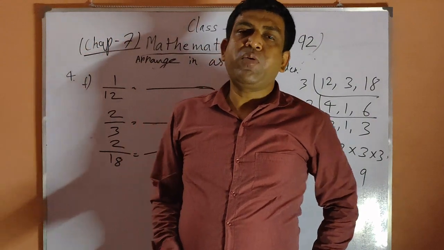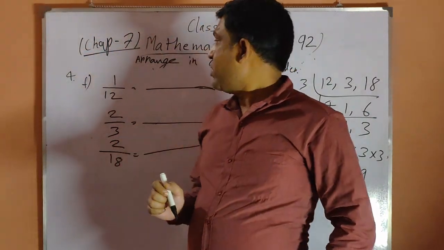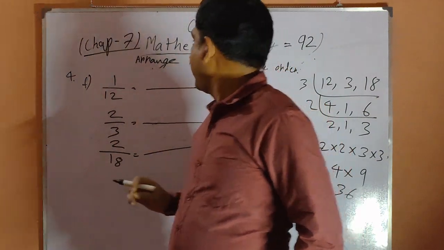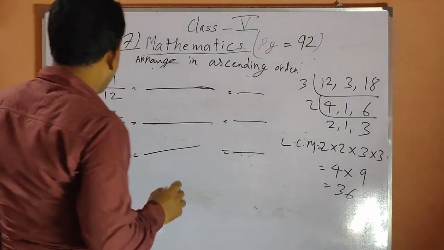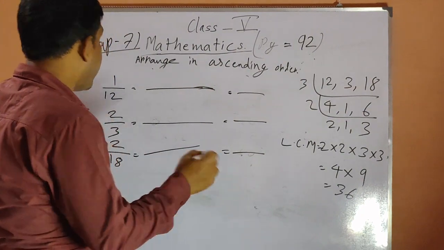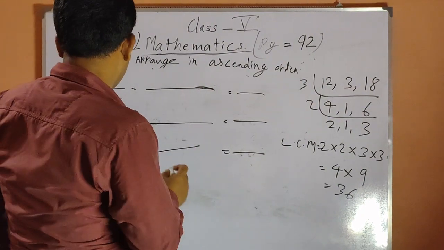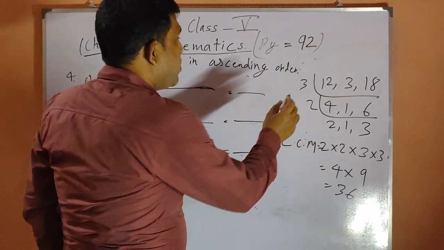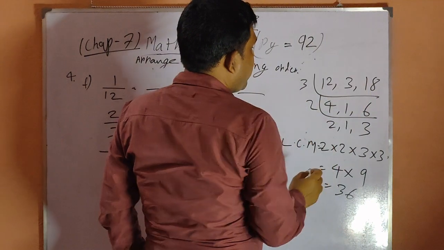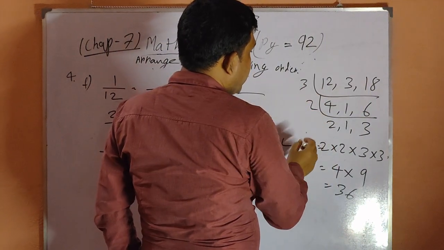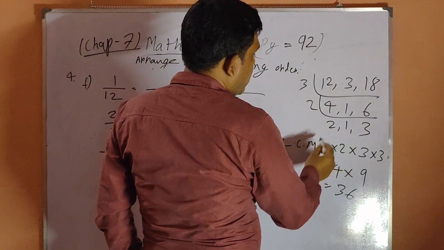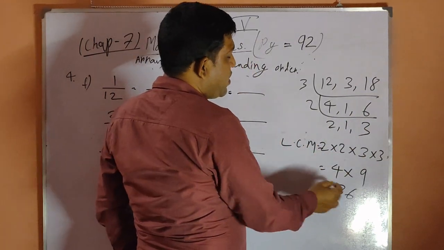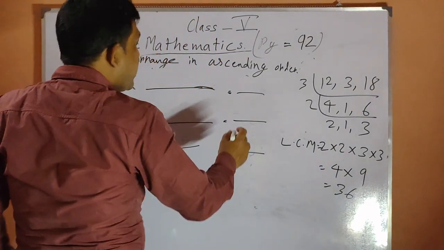Now we are doing 4F. Before this we have done 4E. 4F is 1 by 12, 2 by 3, and 2 by 18. The LCM of the denominators 12, 3, 18 will be: you get 3, then 2, then 2 into 2, 3 into 3, that means 4 into 9. The LCM will be 36.